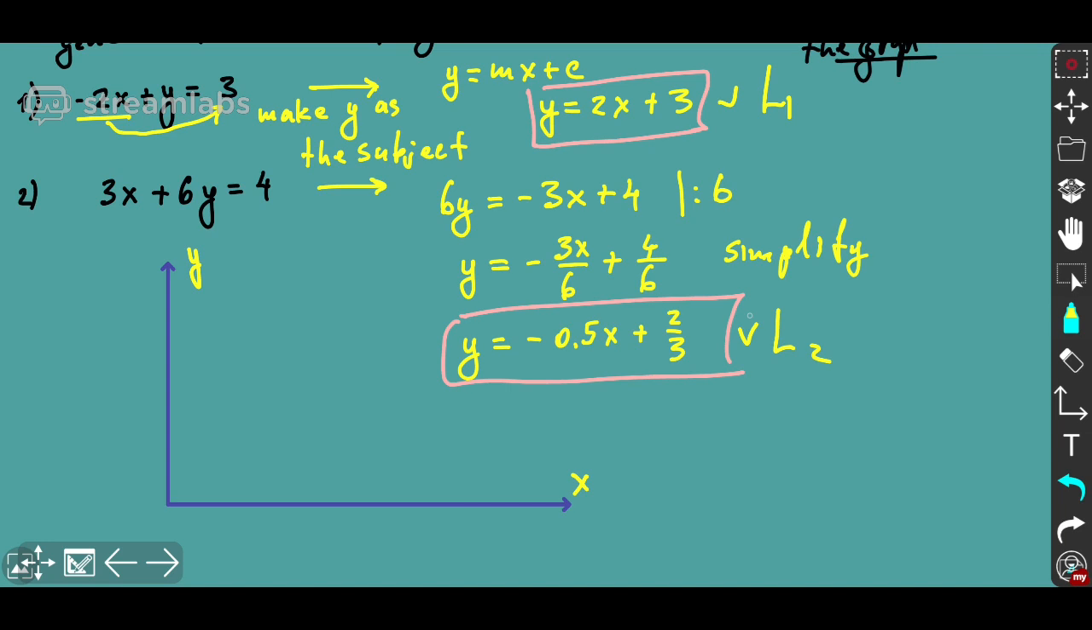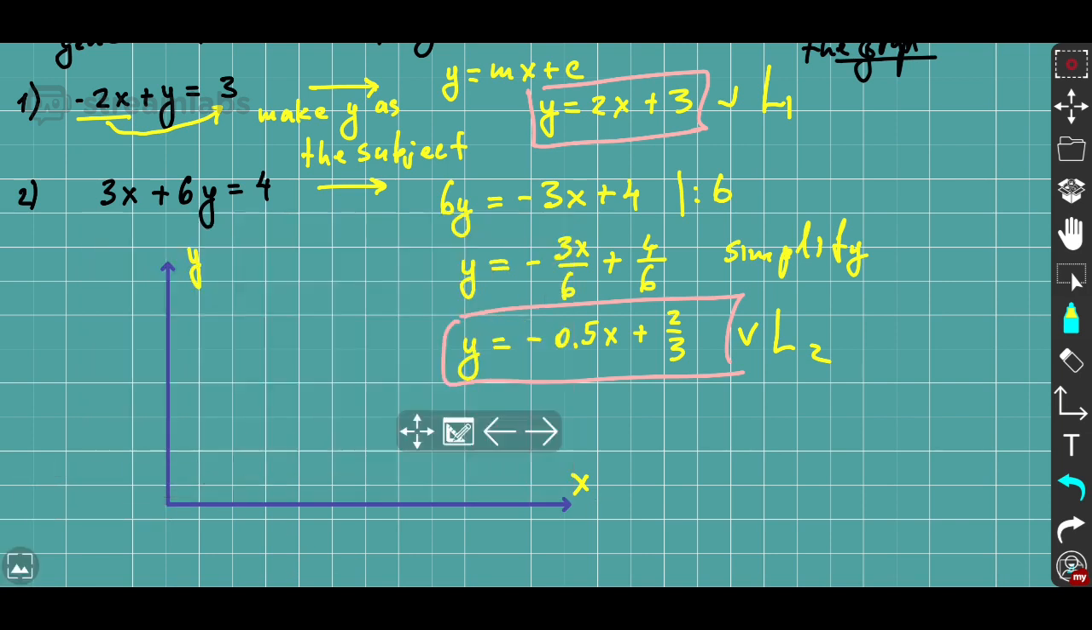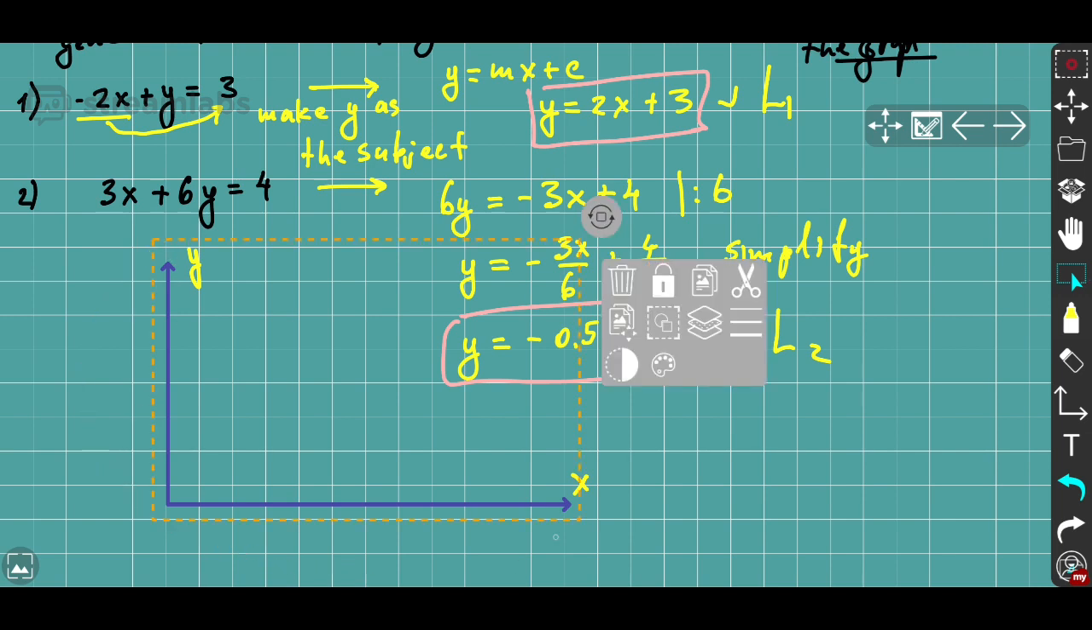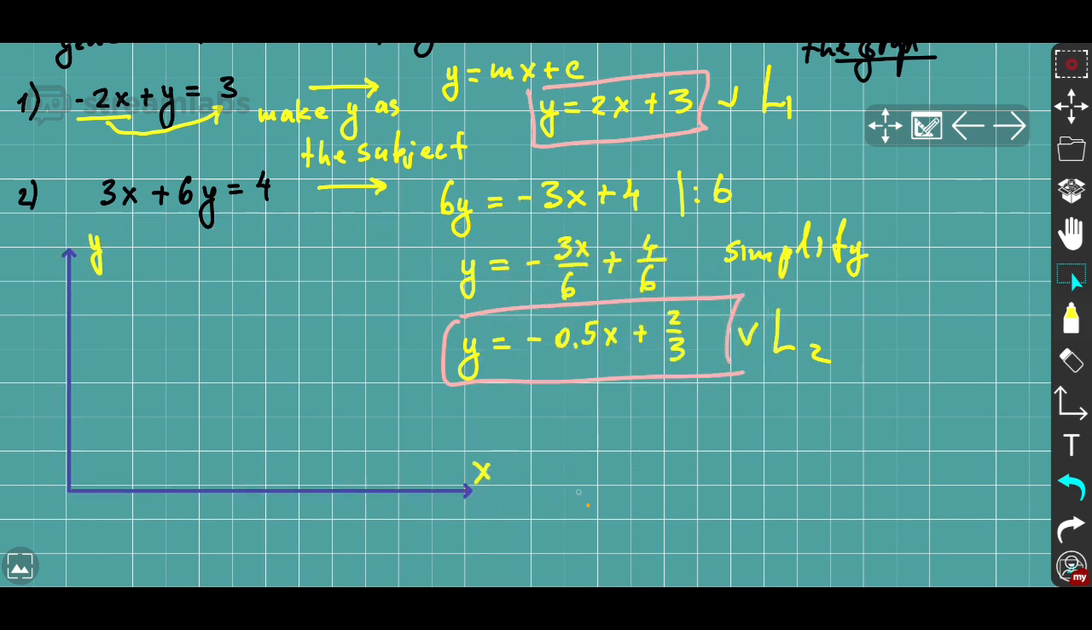And let's try to plot 2x plus 3. Okay, so 2x plus 3. Let's do it quickly. So your 3 is the y-intercept, because this is gradient-intercept form. So that's why 1, 2, 3 is going to be 1 point here. And then there is the gradient too.